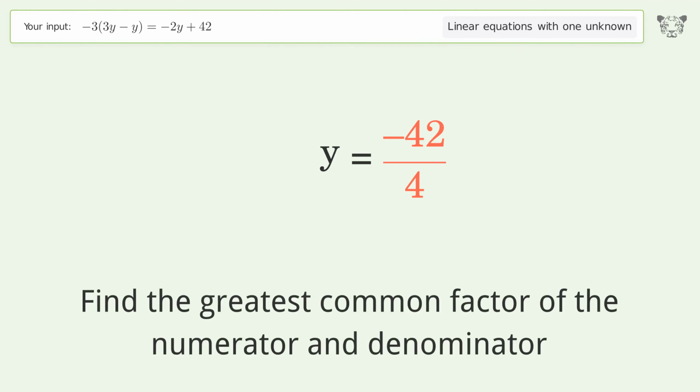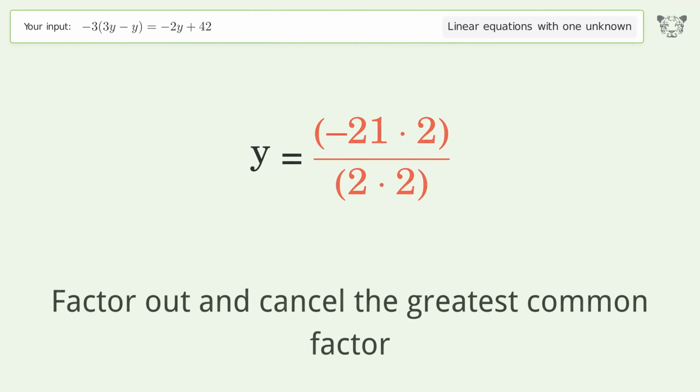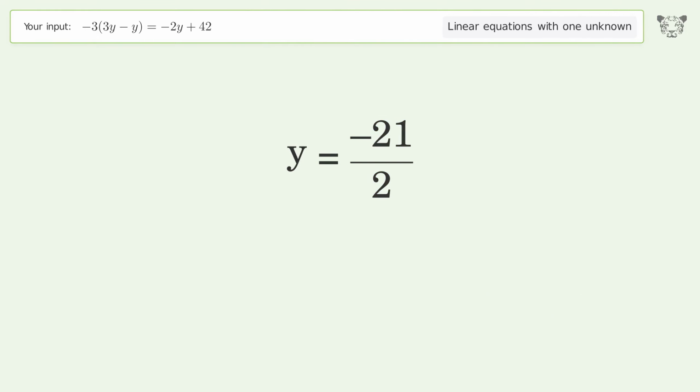Find the greatest common factor of the numerator and denominator. Factor out and cancel the greatest common factor. And so the final result is y equals -21/2.